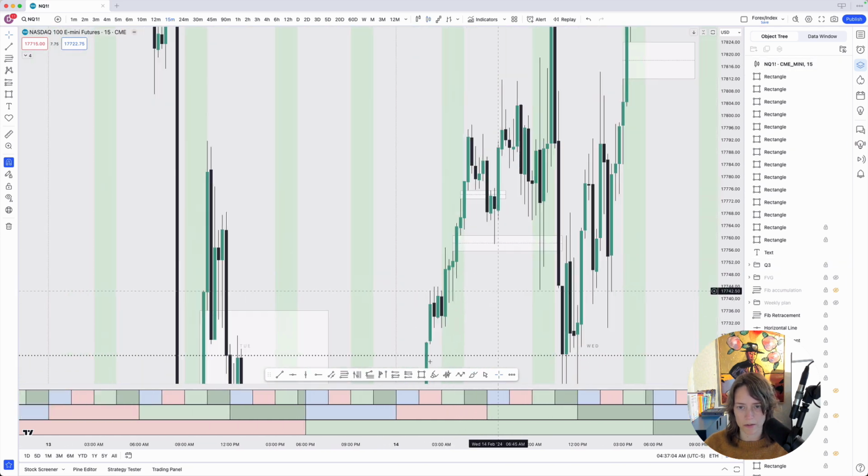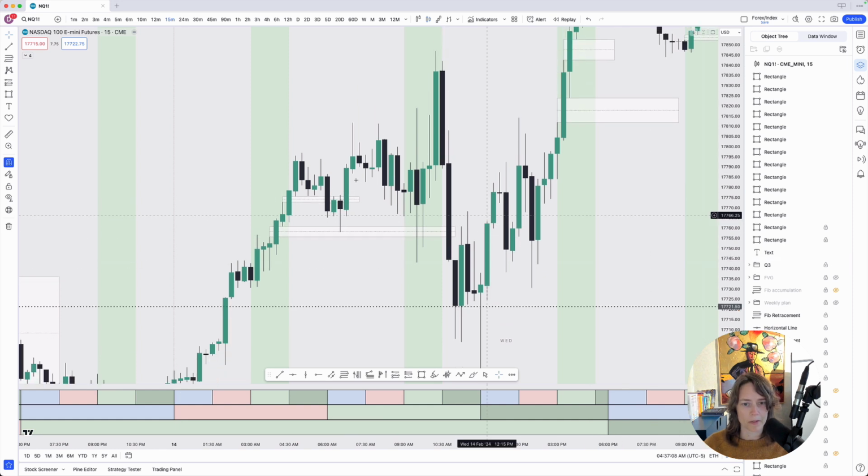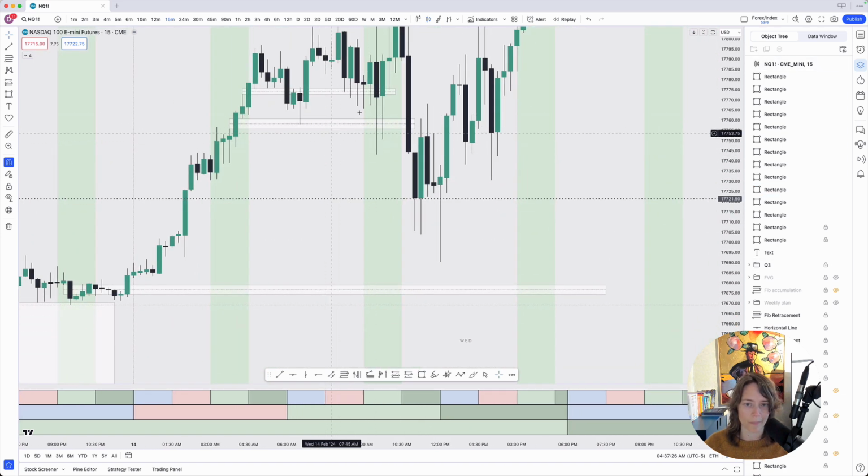Green imbalances 2. Let me see, this is the first one. It does get tapped, but it's not really a clear thing. However, this imbalance, green box, tapped, pushed up. This is a little less clear, but there's a lot of volatility around the news, so it might not hold that well.